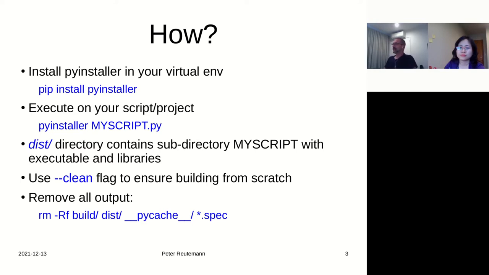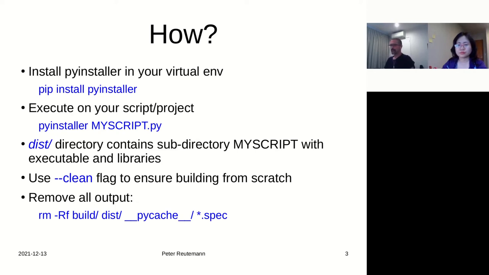So what it actually does is it takes a script and turns that into executables, and it tries to pull in all the libraries that are necessary for running your application. And once it's run, there will be a dist, a distribution directory, which will also have a subdirectory called, whatever your script is called, and that contains basically everything in there. So if you're using the dash dash clean flag, that means any changes are discarded and it does a clean build. However, it still asks whether it should replace the generated output.